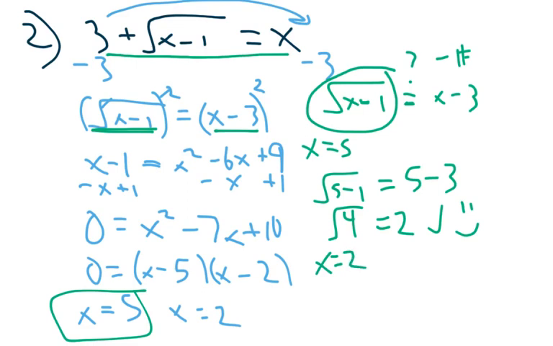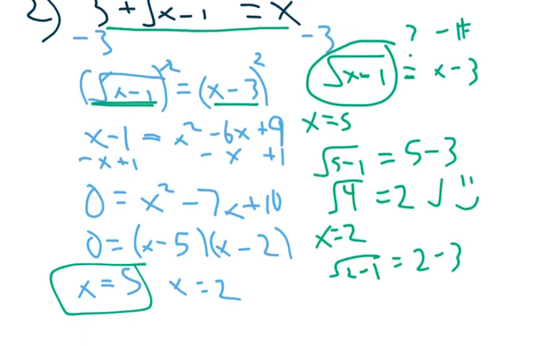Let x equal 2. We'll have square root of 2 minus 1 is equal to 2 minus 3. I think we saw this variation earlier where you'll have the square root of 1 is equal to negative 1. That's not good. We don't want that because we have the square root set equal to a negative number. So that's an extraneous solution. It's not a real solution.